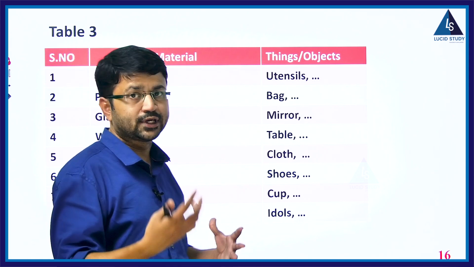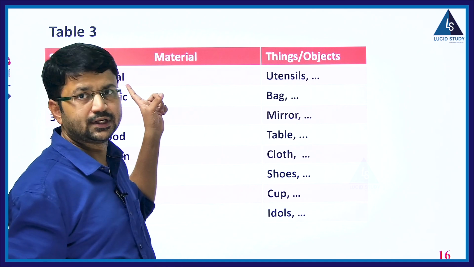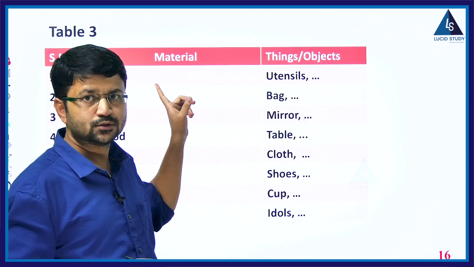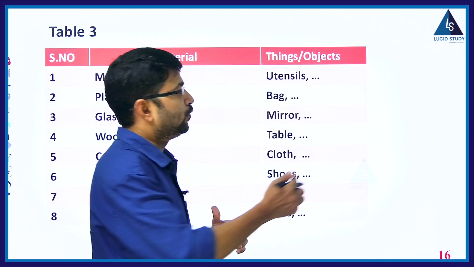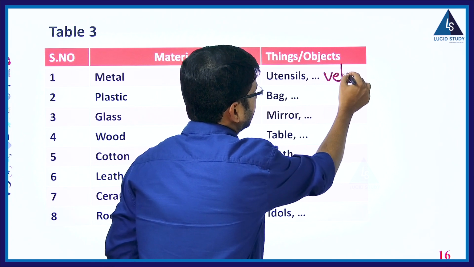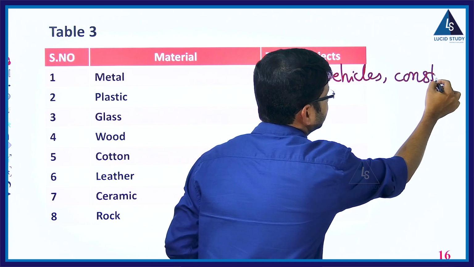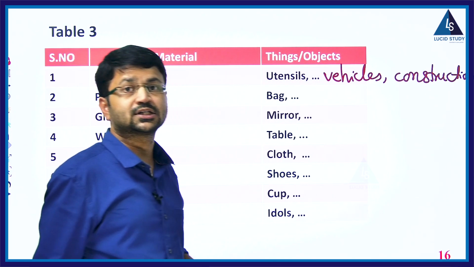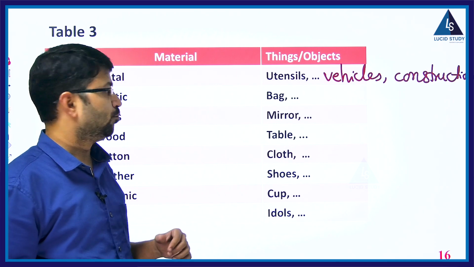Now by using these materials, what kind of things or objects can we prepare? Let us see. For example, take the case of metal. Is it clear? By using these metals, we can make utensils, we can make vehicles, construction materials, house construction materials. So all these things are made up of metals.